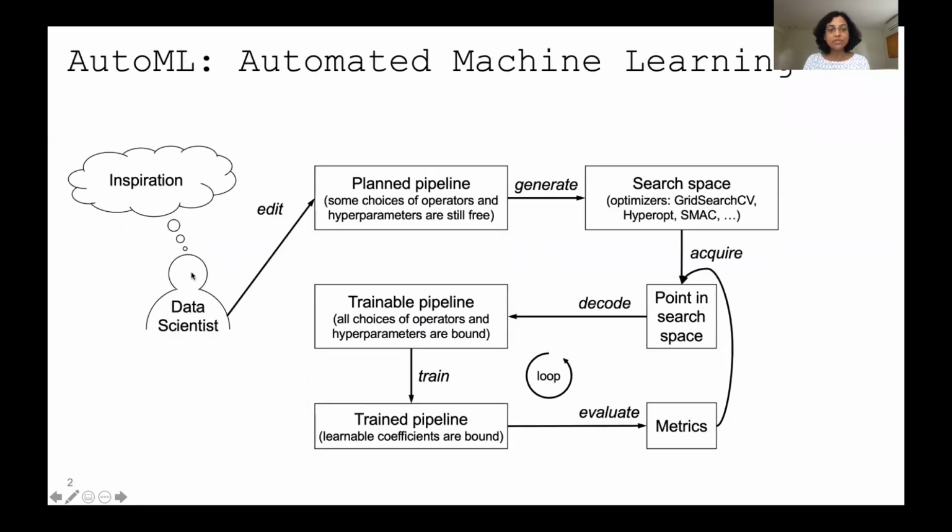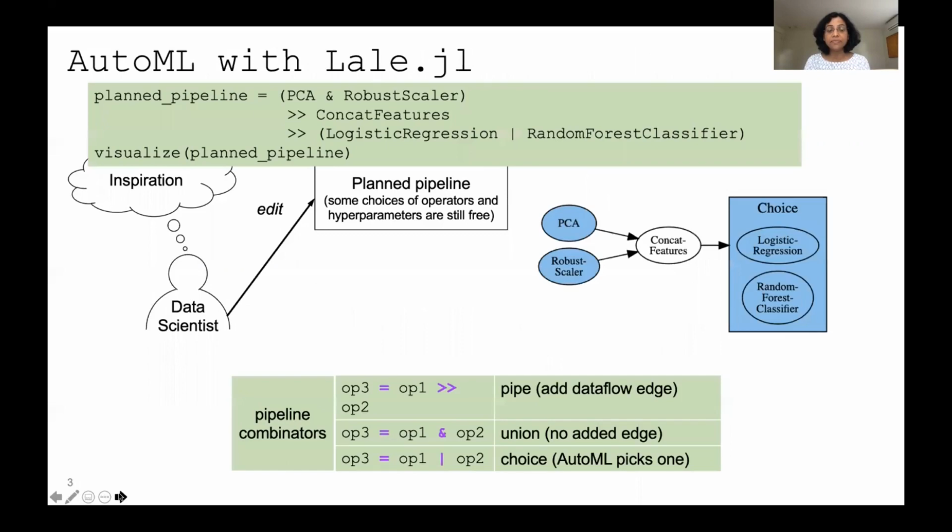AutoML has this workflow here where a data scientist, given a data set and a task, has some idea of what algorithms might be useful for that task, and then there is a subspace associated with those algorithms, which captures the hyperparameter ranges for those algorithms. Then this loop given by the four boxes here is what the optimizer does to find the best pipeline for that data set. Now, Lale provides functionality for each of those steps.